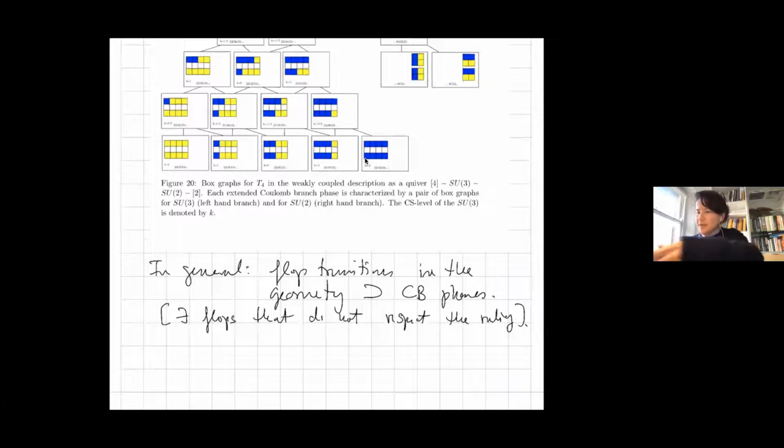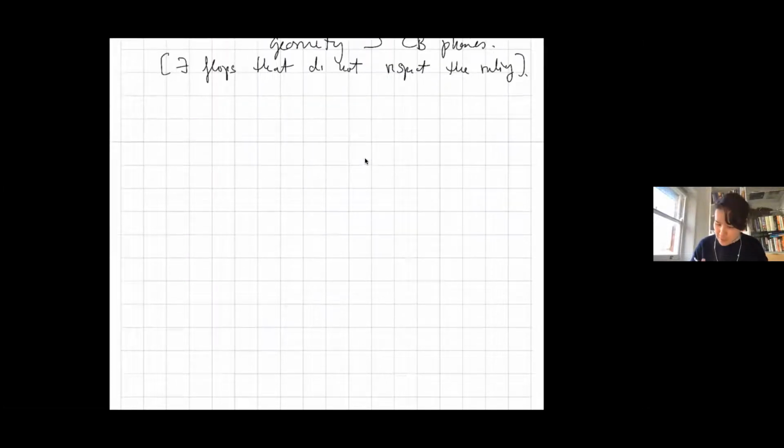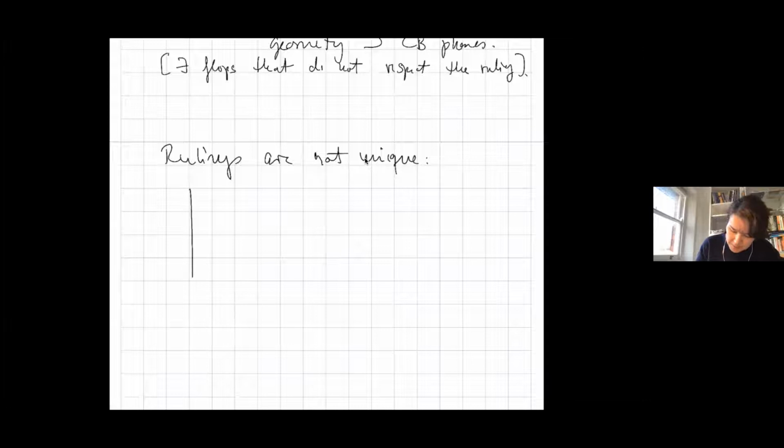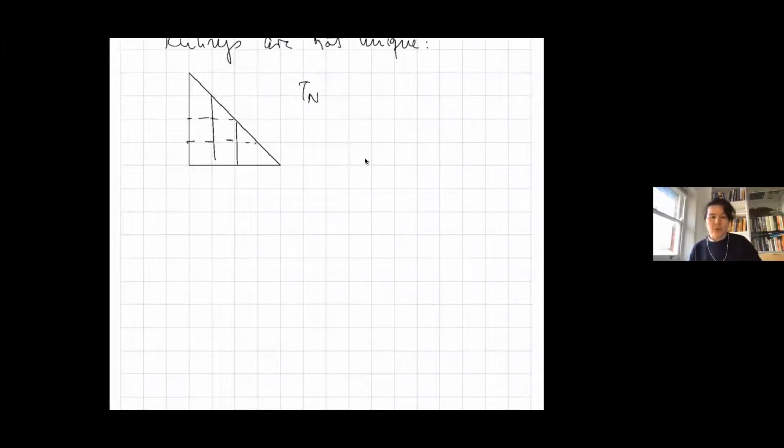Okay, there was one other thing I wanted to say yesterday. Indeed, these rulings are not unique. So perhaps this is something I should mention. If you were trying to do this, you probably noticed this. So rulings are not unique. If you did, for example, the Tn, there's an obvious one, right? You can rule it like this, or you could rule it like that. And of course, here there's a symmetry, and it gives you the same theory. But in general, they could even be distinct. So this is for Tn. In general, it could be distinct rulings that really give you different gauge theory descriptions.